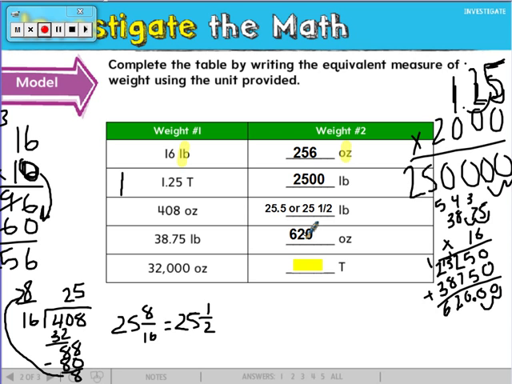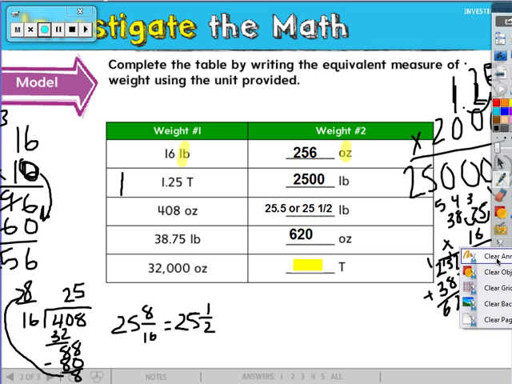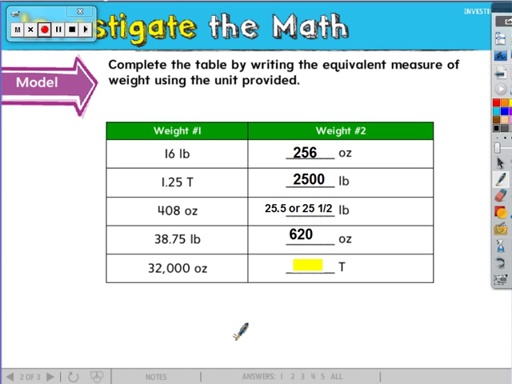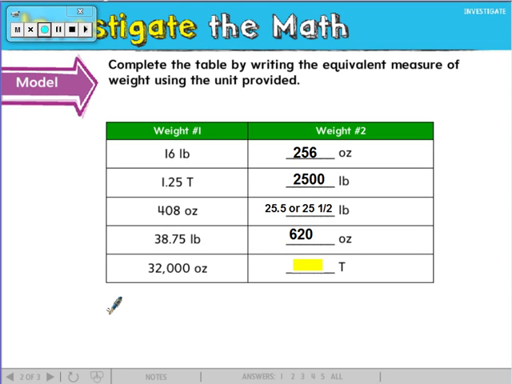Okay, now I'm going to clear our annotations in our writing because this last one has a couple steps. And the last one, we have ounces and we're going to tons. I don't know how many ounces are in a ton. But I do know how many pounds are in a ton. And I know how many ounces are in a pound. So what's the first thing that I want to do here?